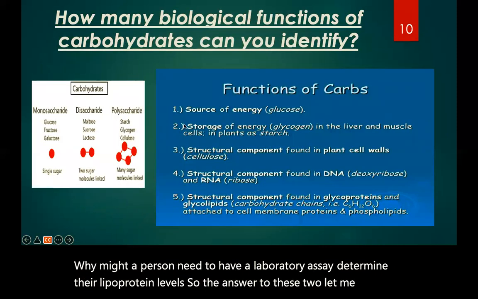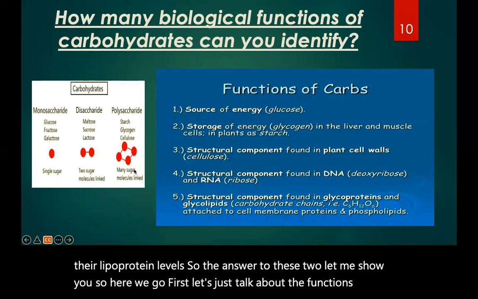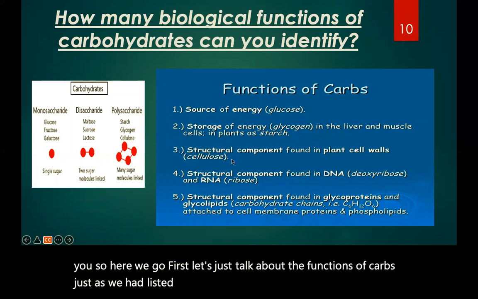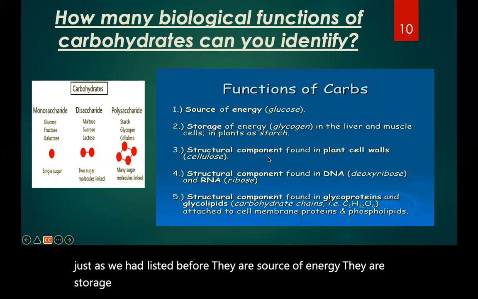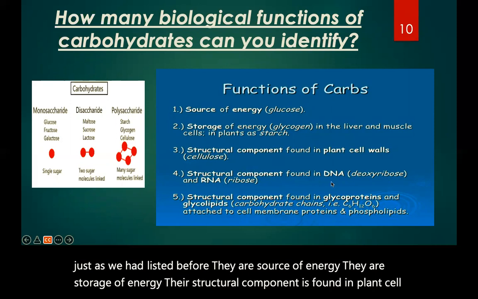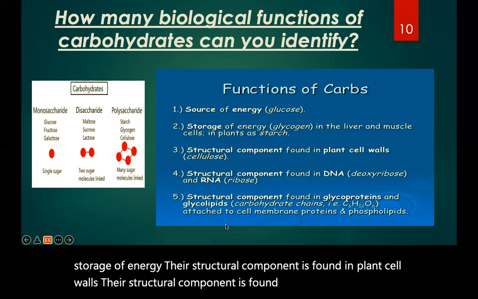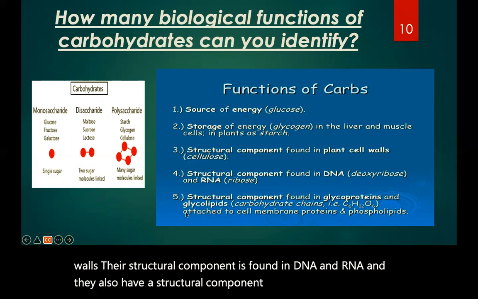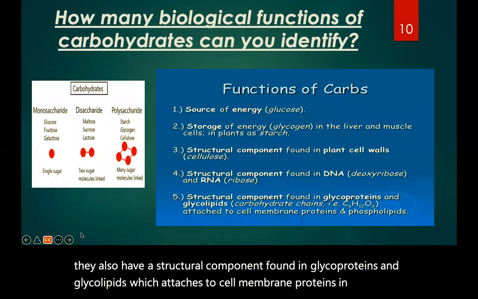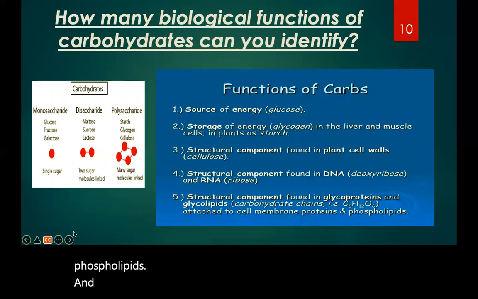So here we go. First, let's just talk about the functions of carbs, just as we had listed before. They are a source of energy, they're storage of energy, and their structural component is found in plant cell walls. Their structural component is found in DNA and RNA. And they also have a structural component found in glycoproteins and glycolipids, which attaches to cell membrane proteins and phospholipids. And here are your different kinds of carbohydrates.